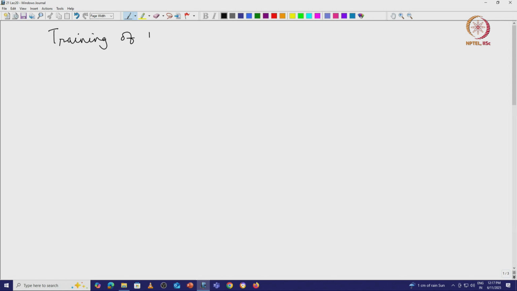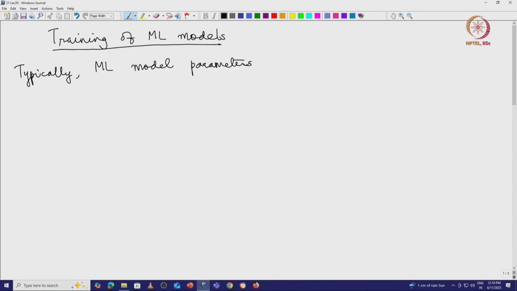The topic for today is training of ML models. And typically ML model parameters are optimized numerically using an optimization algorithm.